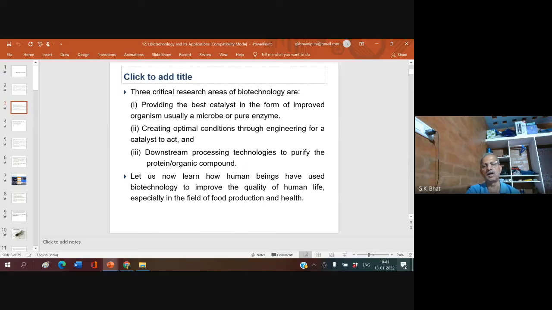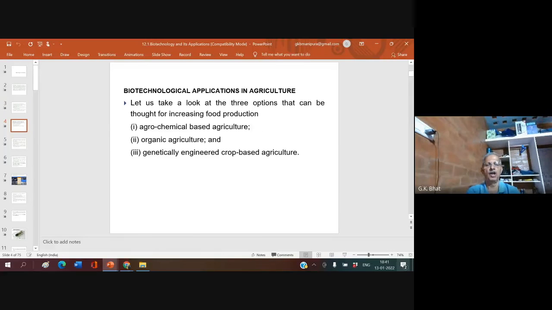Let us now learn how we have used biotechnology to improve the quality of human life, especially in the field of food production and health. Okay, let us take up biotechnological application in agriculture. Let us look at the three options that can be thought of for increasing food production. How can we improve food production?